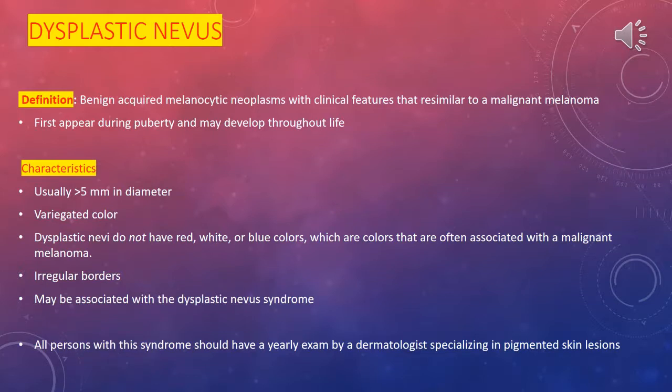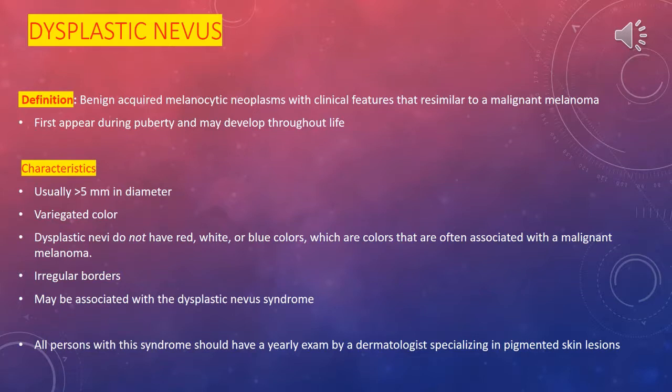The prevalence of dysplastic nevus in the white population is around 2 to 10%. Those with dysplastic nevus are at increased risk for developing a malignant melanoma. So basically, these are lesions known as atypical melanocytic lesions. They clinically appear like a malignant melanoma, though they are not. Microscopically, they are not as weird as the name suggests.